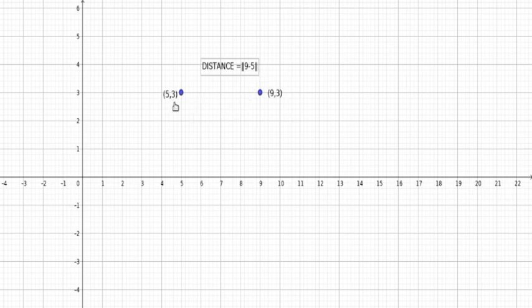That is, if the y coordinates are the same, the distance is equal to the modulus of the difference in their x coordinates. Okay, using algebra we can say that if we have 2 points (x1, y) and (x2, y), then the distance between these 2 points is equal to modulus of x1 minus x2, because the y coordinates are the same.